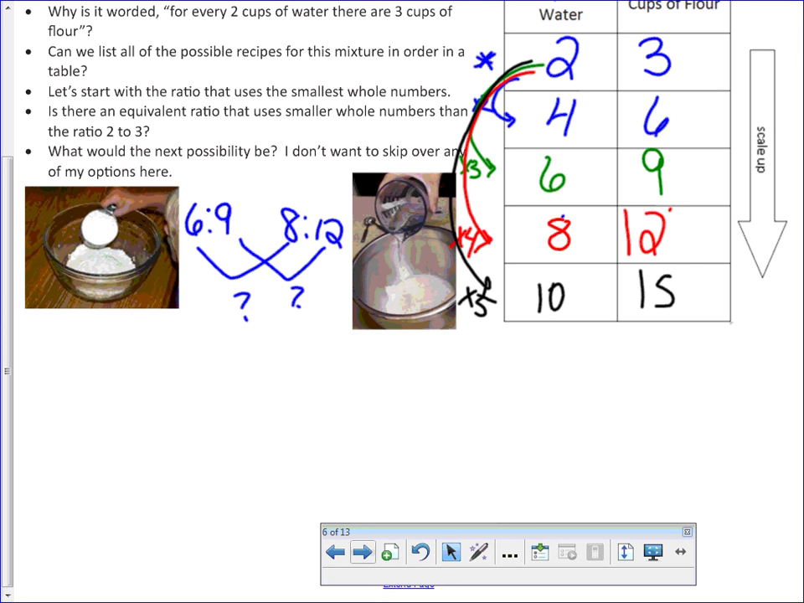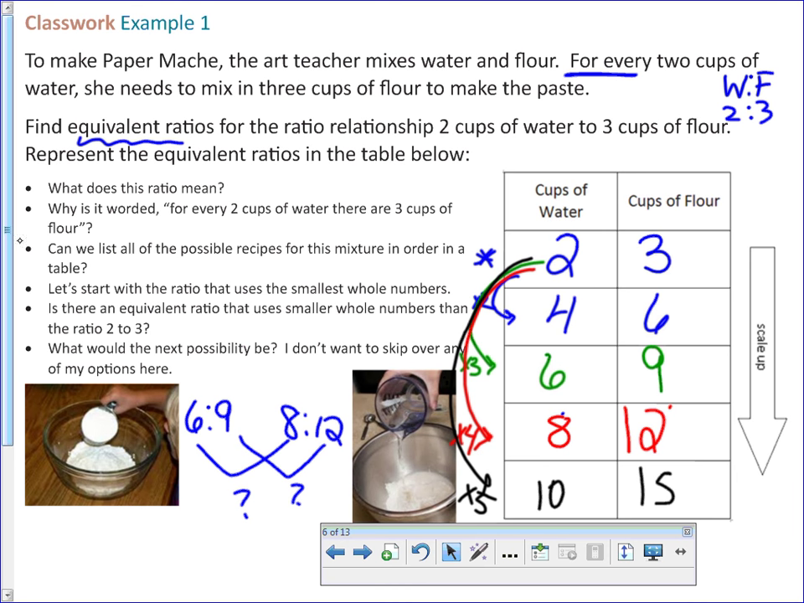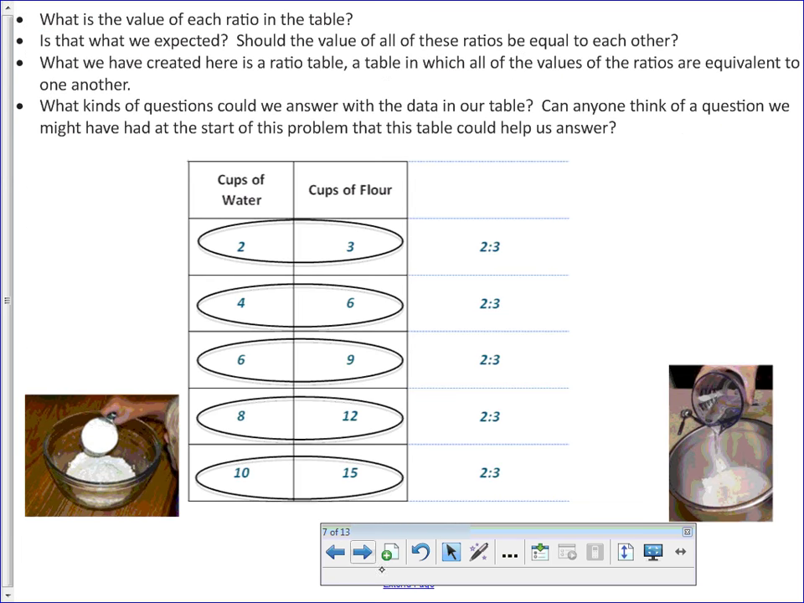What's my other way to see if those are equivalent? Instead of using double V, what can I use? I can use the values. So if you wanted to add on a third column to your table, let's take a look. The value of 2 to 3 is 2/3. You can add this column on.